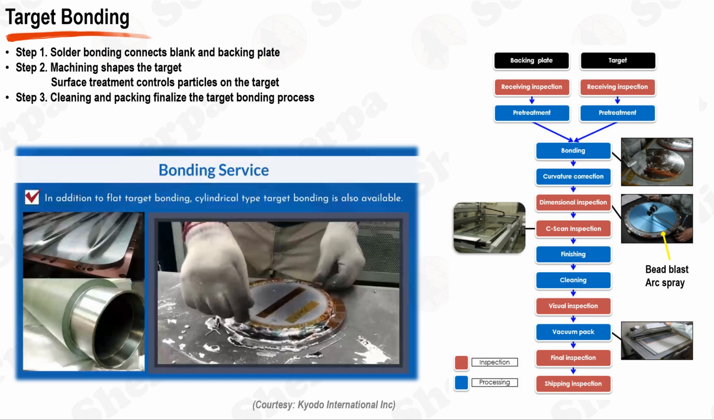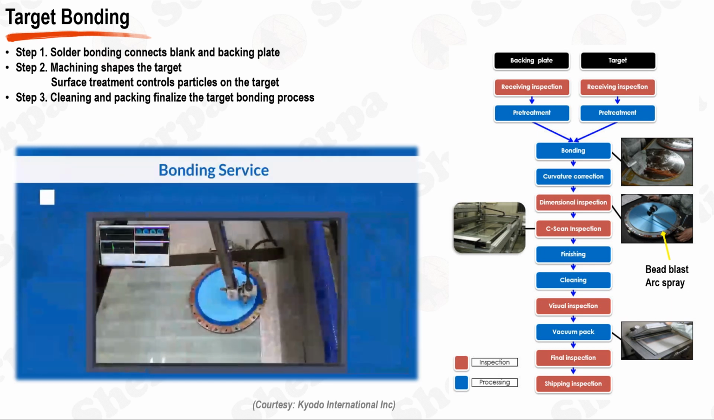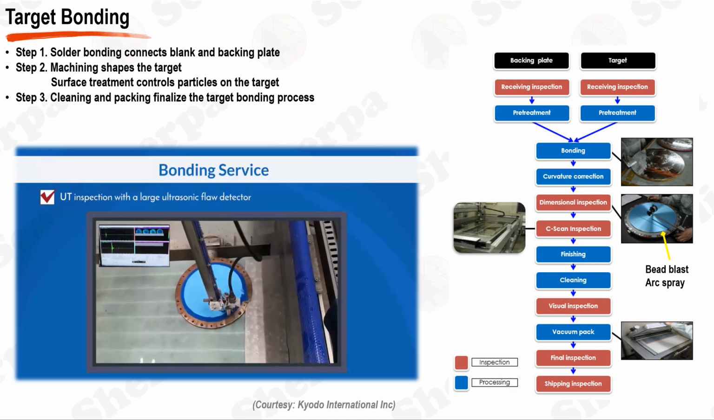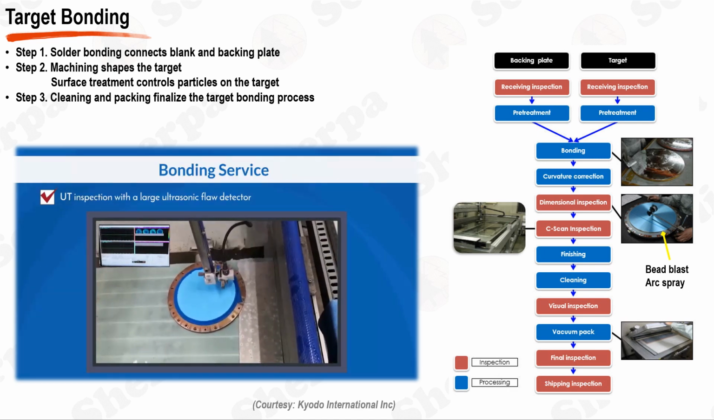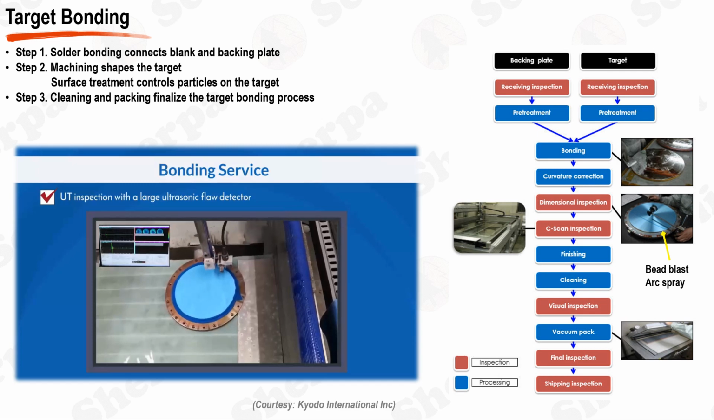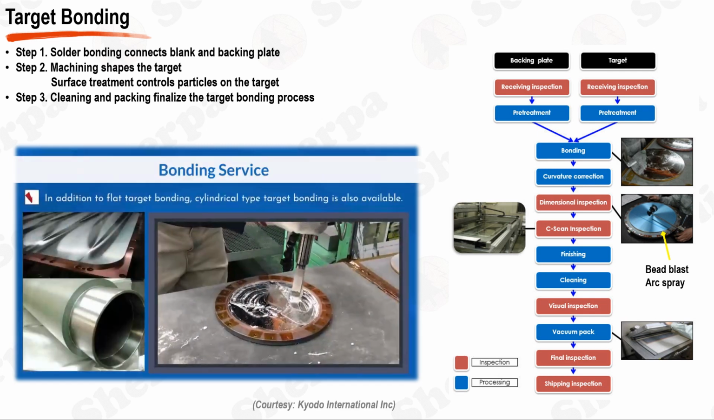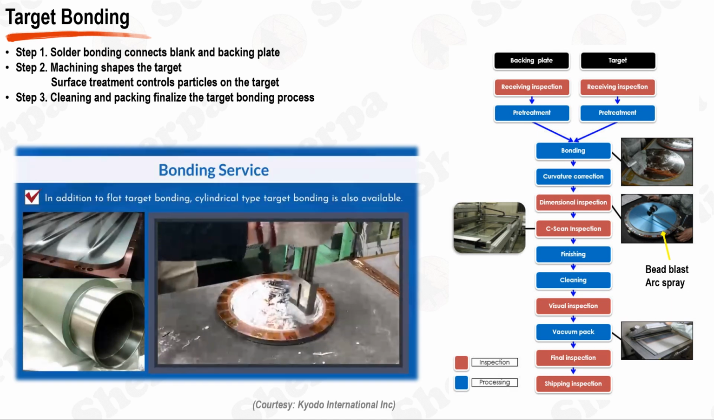The final step in the target bonding process is cleaning and packing. The cleaning process aims to remove any cutting oil residue left over from the machining process, ensuring the target's cleanliness. Packing, meanwhile, serves to protect the product during transit and storage, ensuring the target's integrity is maintained until it is ready for use.